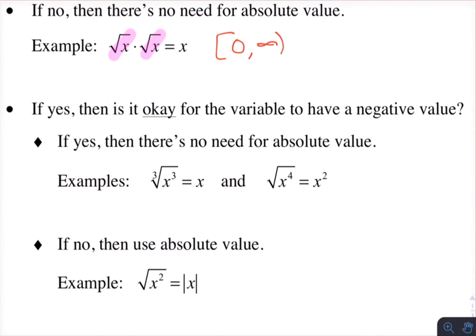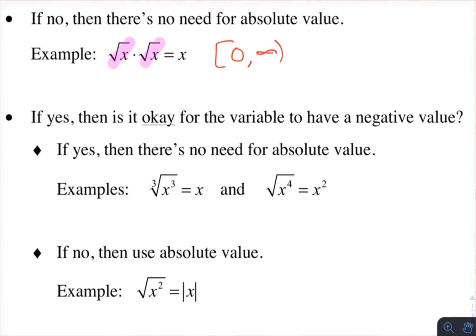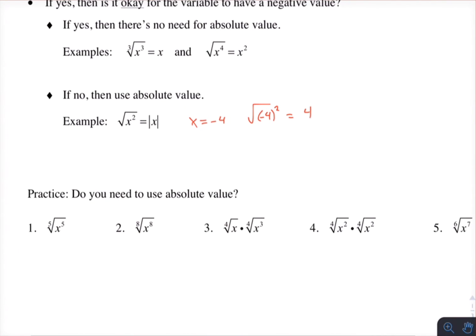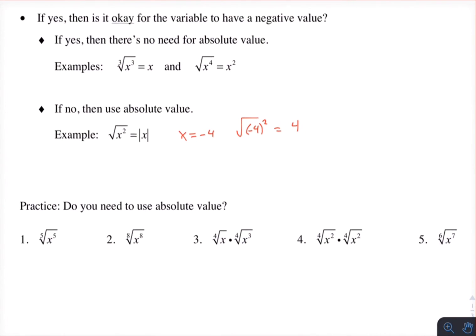Here's an example of where we do need the absolute value. Let's take x is negative 4. The square root of negative 4 squared is 4. Notice it's not negative 4. So basically what we have to do is use the absolute value there. So let's practice some of these. Just ask yourself in each of these instances, do you need to use the absolute value? Again, go through the two-step process. First consider the domain, and then from there decide if it's okay for the variable to have a negative value.